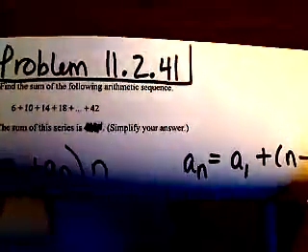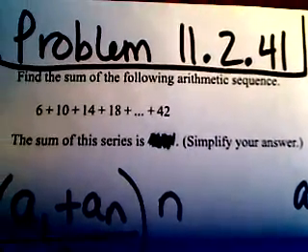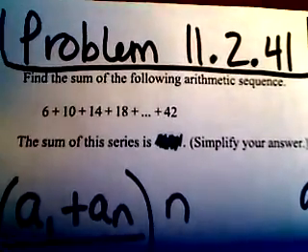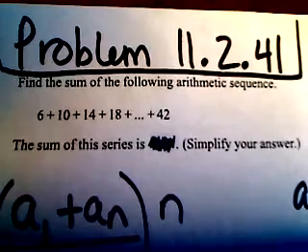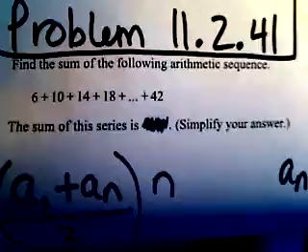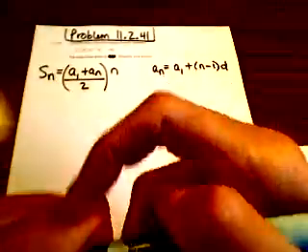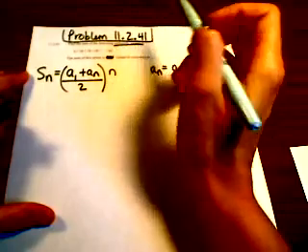Okay, so this is problem 11.2.41, and we're asked to find the sum of the following arithmetic sequence. They're starting at 6 and going out to 42, and there's a difference of 4. And they ask us for the sum of this series. In order to sum something like this, first of all, they tell us it's an arithmetic sequence.